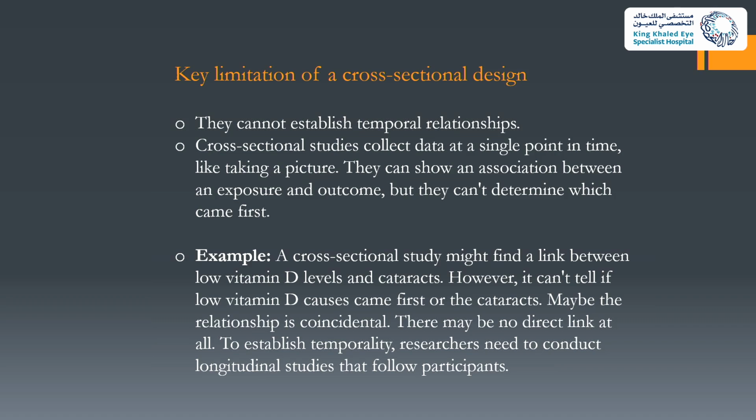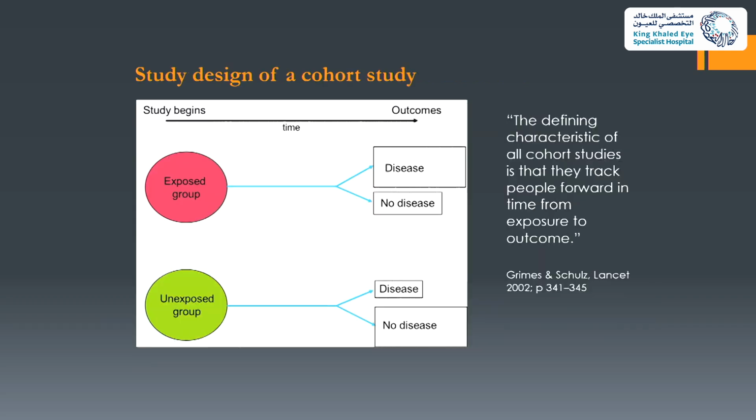To establish temporality, researchers need to do cohort studies, where they follow up people who are unexposed, who have low vitamin D, and who have adequate vitamin D. They are followed up for 10, 15 or 20 years, and only then can they establish a temporal association. Or use some other study design. As I mentioned, cohort studies are very important from the perspective of establishing temporality.